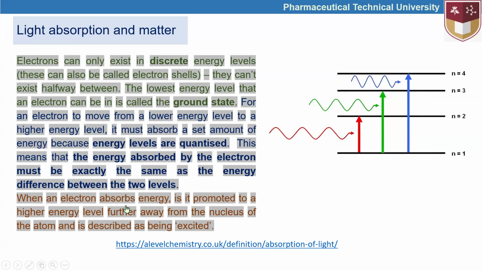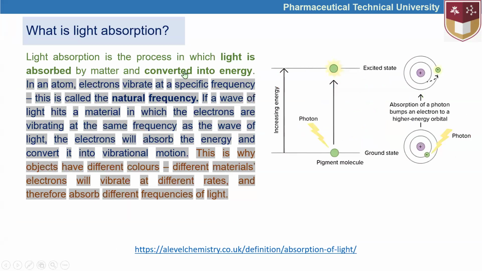When an electron absorbs energy, it is promoted to a higher energy level further away from the nucleus of the atom and is described as being excited. So these states of electrons are the excited states. The energy that is absorbed when the electrons jump from here to here, or from here to here, is released when they return to their ground state. That's why the energy absorbed and the energy released are expected to be the same.